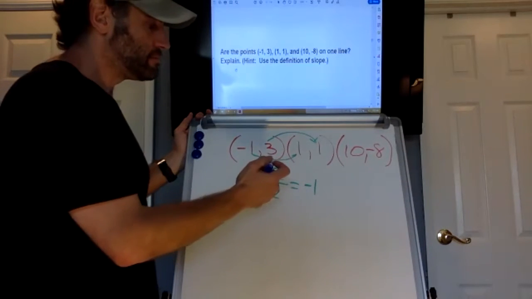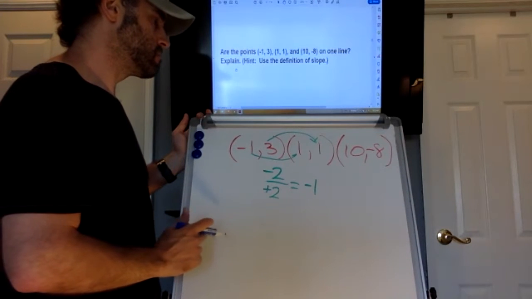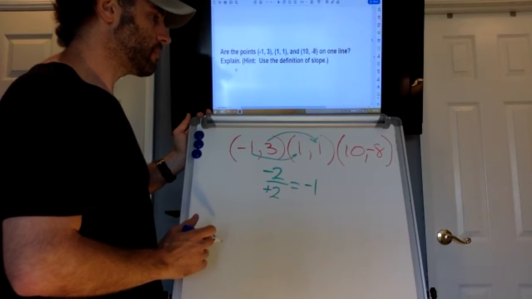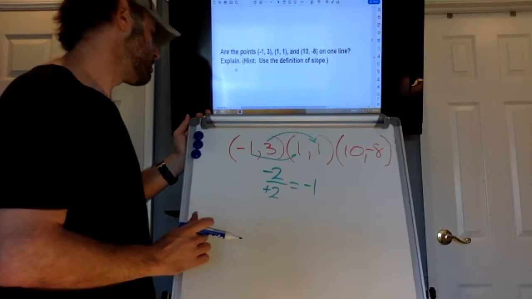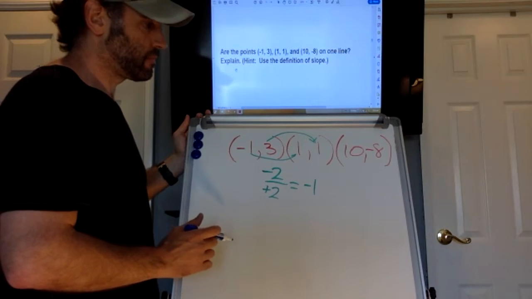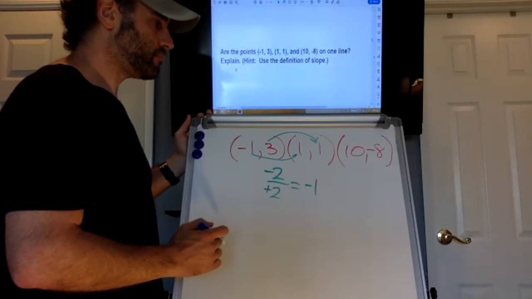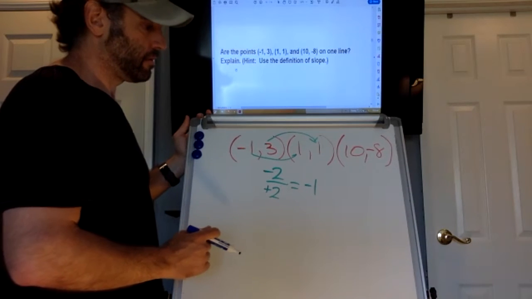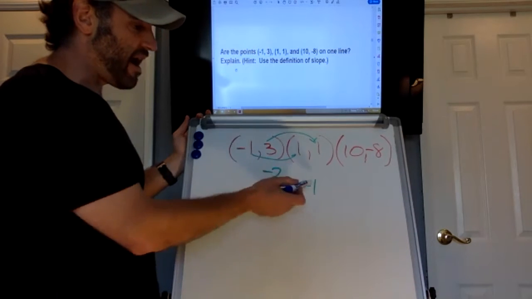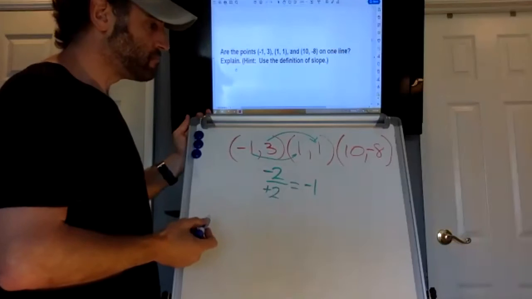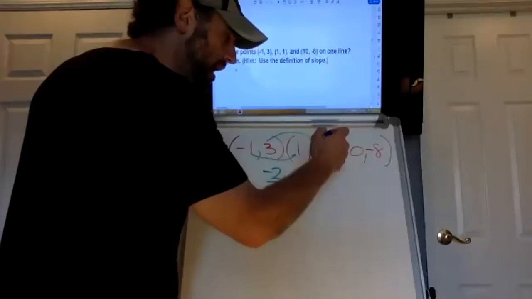I just took a rate of change from another coordinate pair, like 10, -8. I did -1, 3 to 1, 1, and then I did 1, 1 to 10, -8. Great, that would be perfect. That's what we want to do.